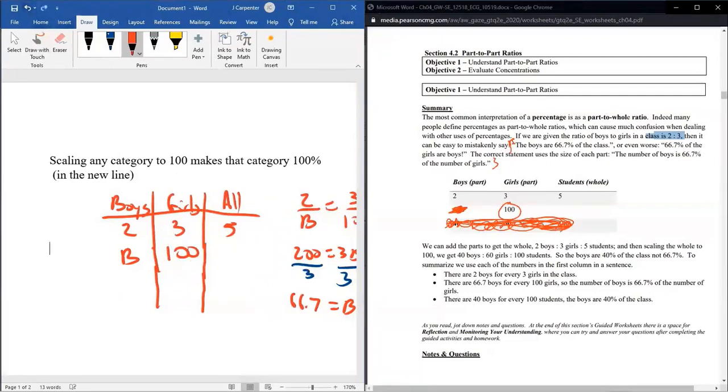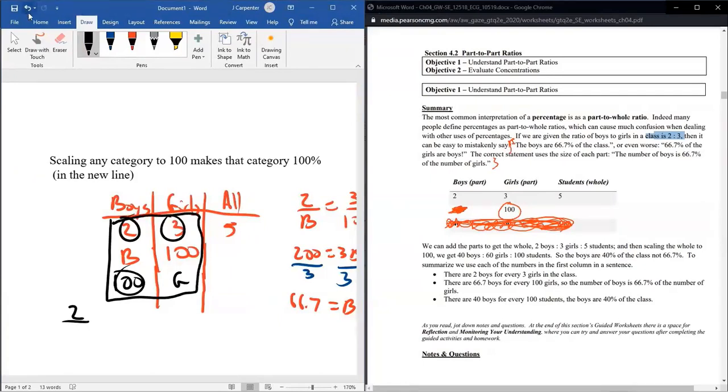If I do this a different way, let me do this in black now. If I put 100 for the boys, now I can figure out the number of girls. Now you could draw your box around rows 2 and 3, but it's better to do it this way since then you're not using borrowed information. Corner, corner, corner, numbers, variable. So you go 2 over 100 equals 3 over the number of girls.